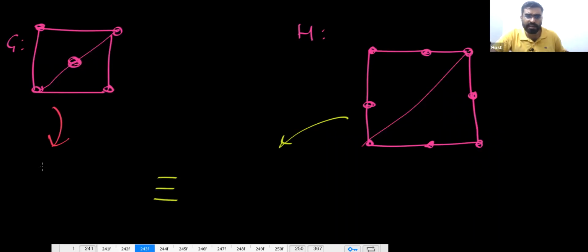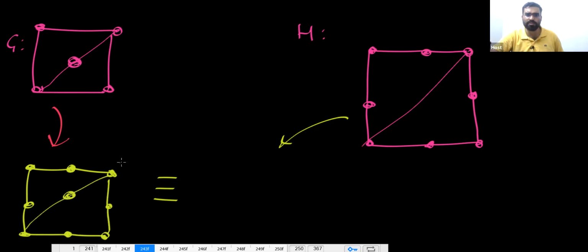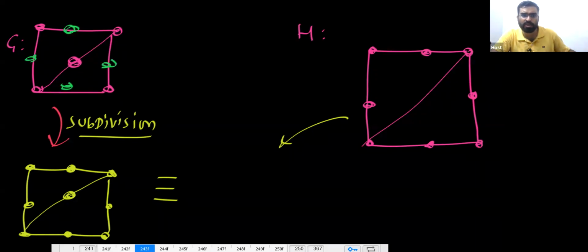Yes, I can give a subdivision of G. I am doing a subdivision of G. So this is a subdivision of G, yes or no? Because I am replacing the edges, this is a subdivision of G.